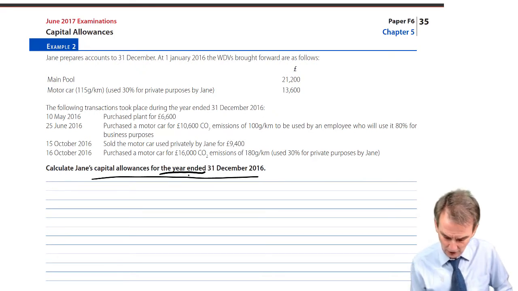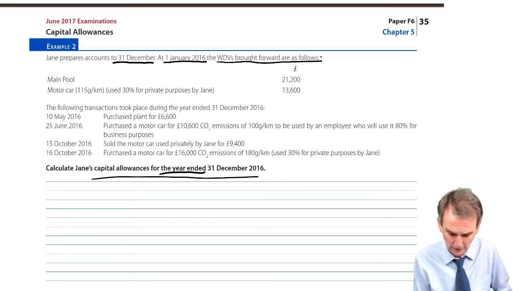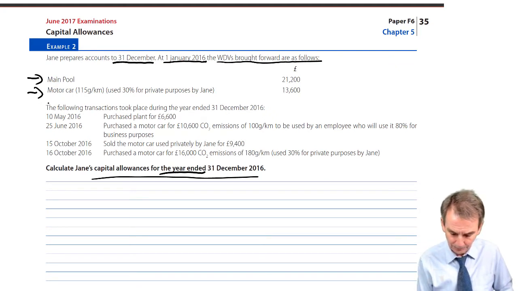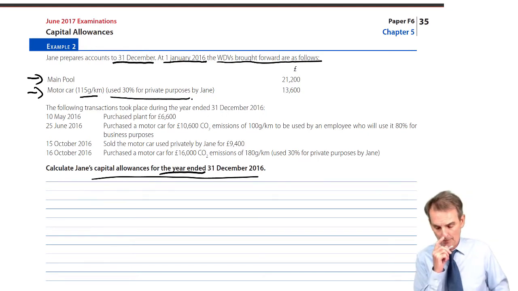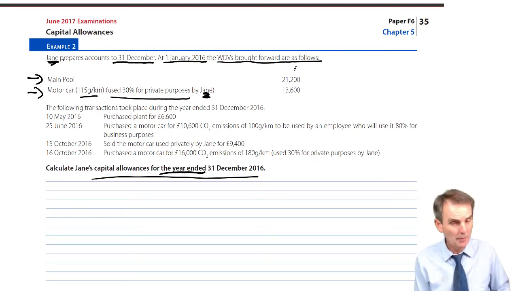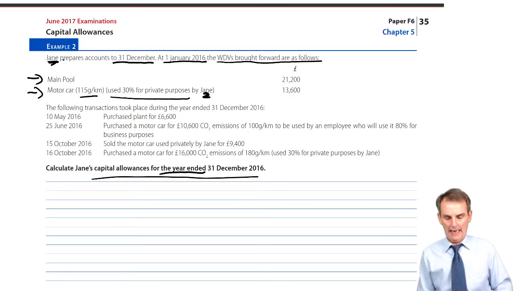What are we told? Jane, as we already know, prepares accounts to 31st of December, but we're told at the start of this accounting period, written down values brought forward are as follows. Main pool. So we inherit a main pool figure. And then motor car, 115 grams per kilometre, use 30% for private purposes by Jane. Jane is the proprietor, and on that basis what we've got is a non-pool asset.